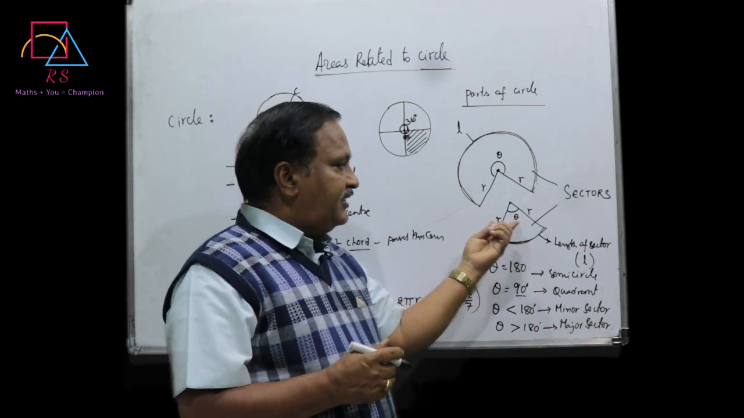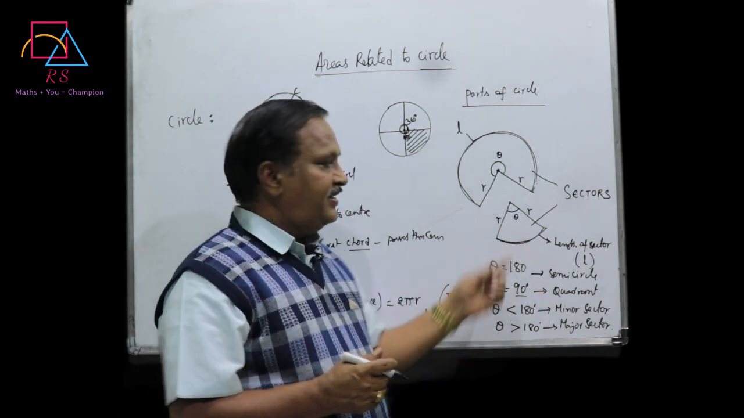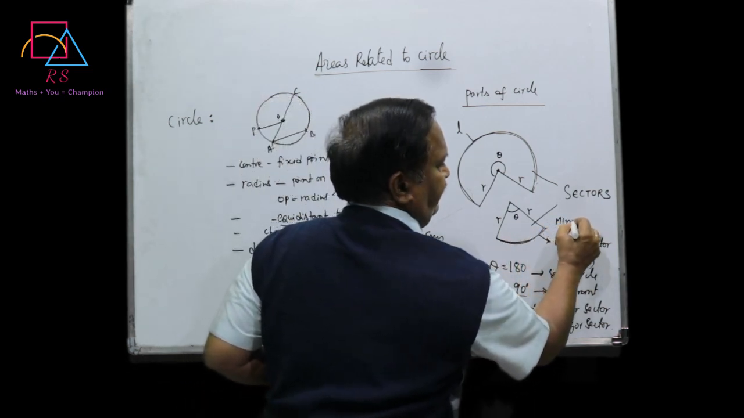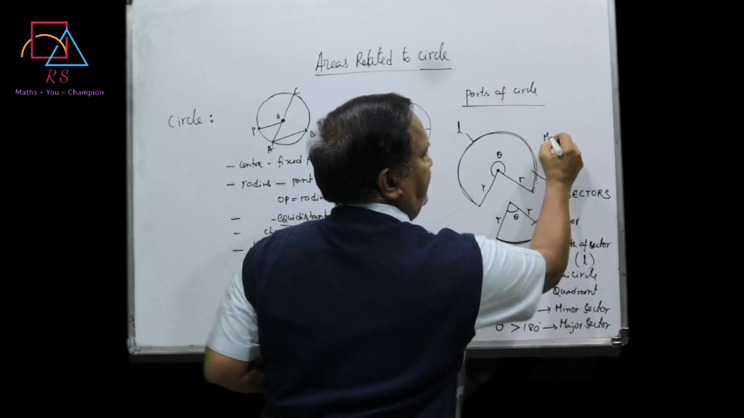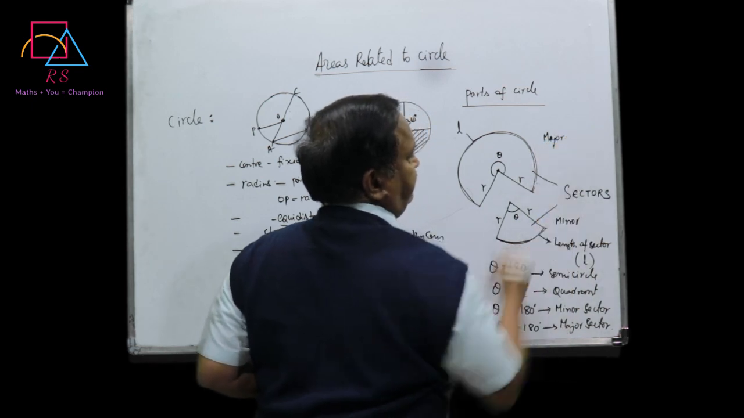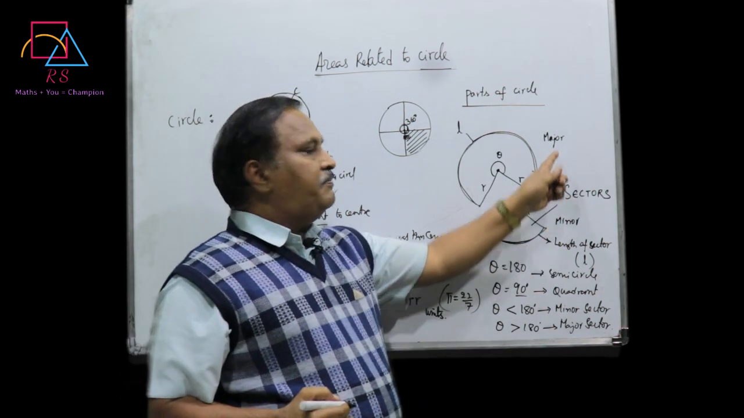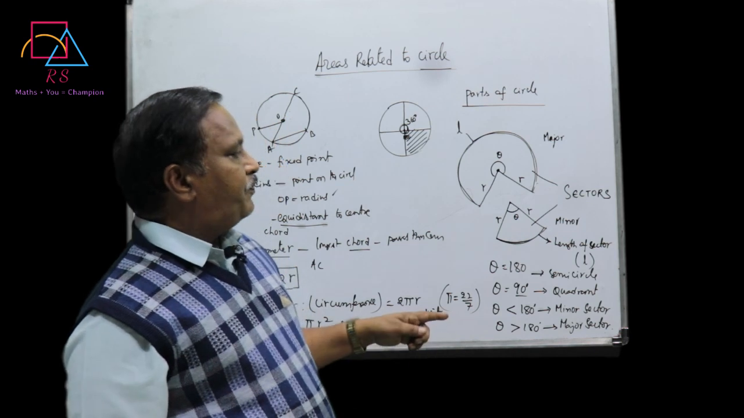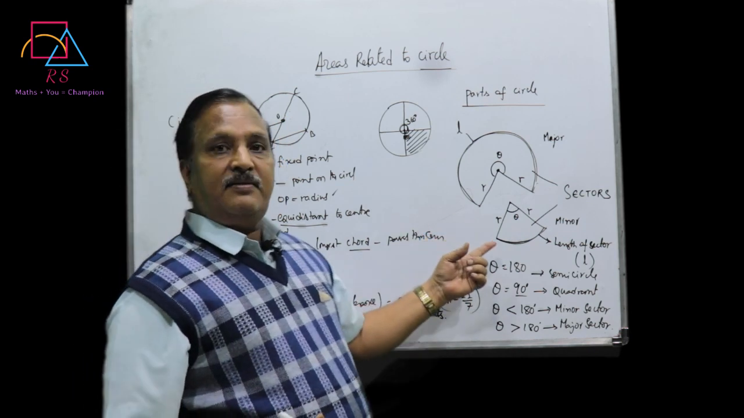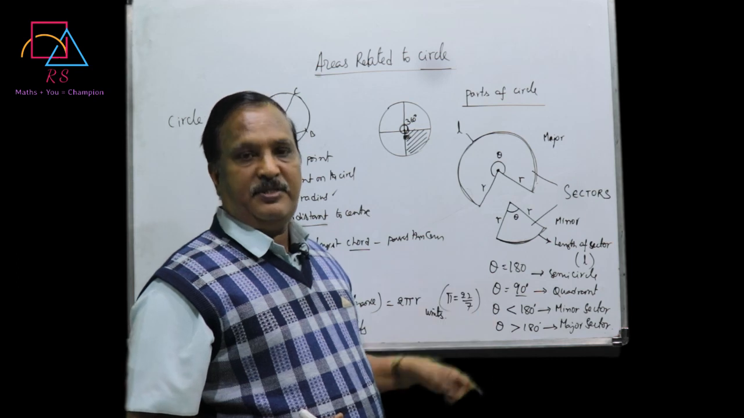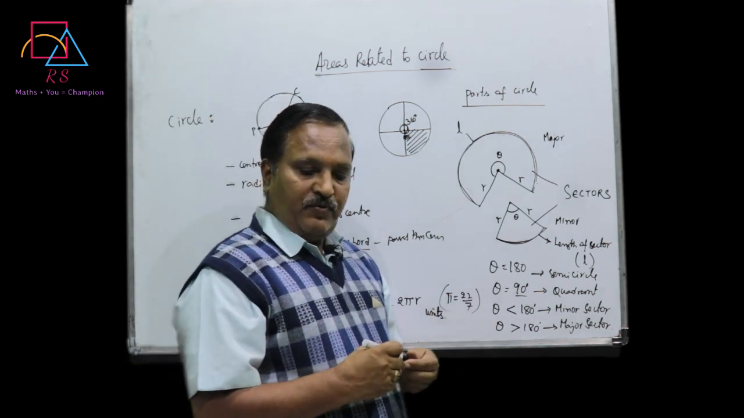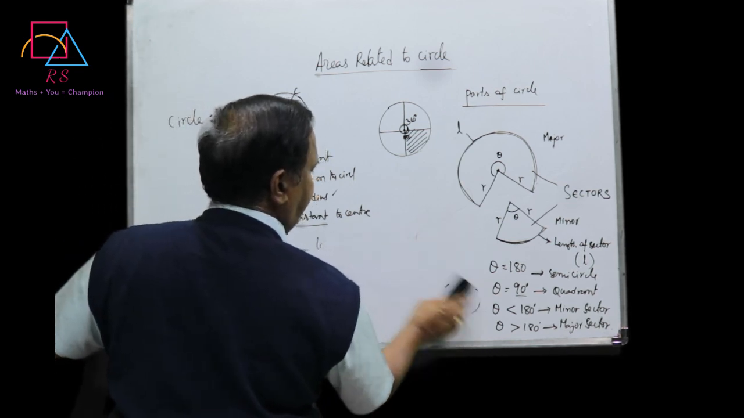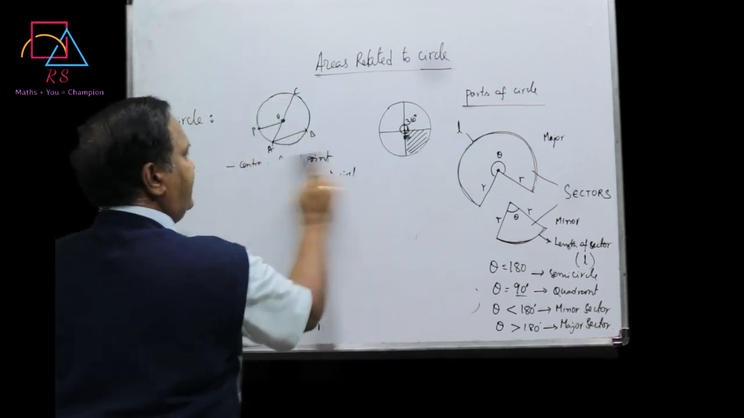So now here it is looking like less than 180 degrees. So this part we call a minor sector, and this we call a major sector. Minor sector and major sector together form a circle. So then, how do you get the area, perimeter, etc.? For every sector, you will have three things to find.